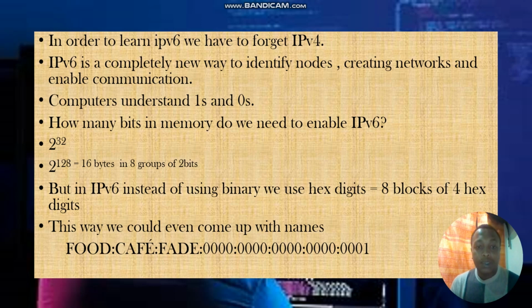That is as I have illustrated here below. And when you're using hex digits, you can even assign names to your IP addresses. For example, you could have food, cafe, you could have feed, and the rest of the IP version 6 address. So when you're talking about an IP version 6 address, it's basically what you can see on my screen here, the food, cafe, feed, the 001. And let's get to understand now how we can communicate, since we have solved the problem of allocating certain bits in memory to help us create this new protocol.